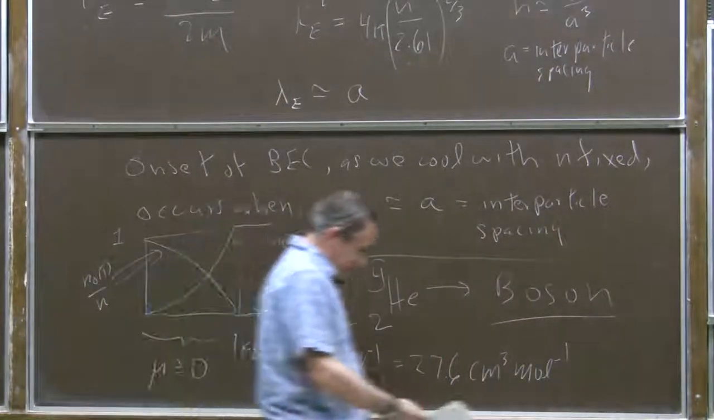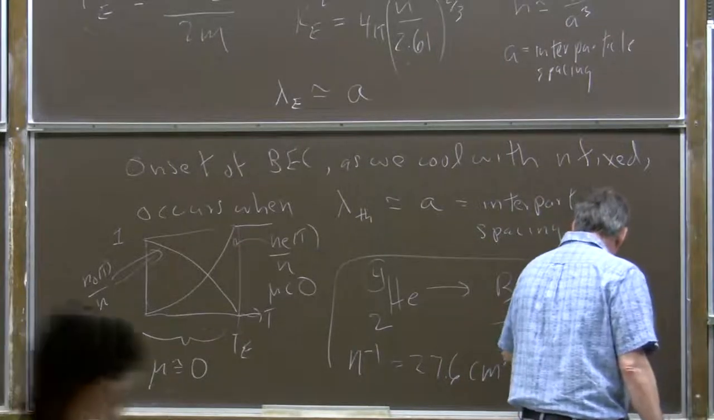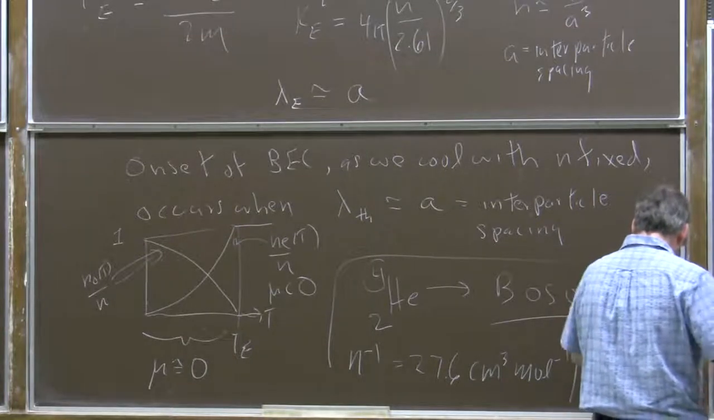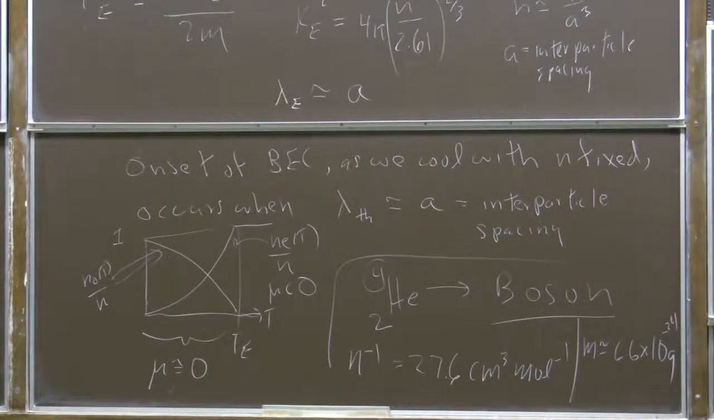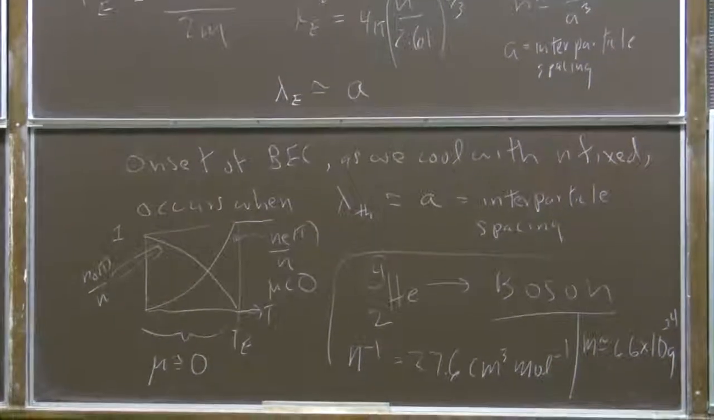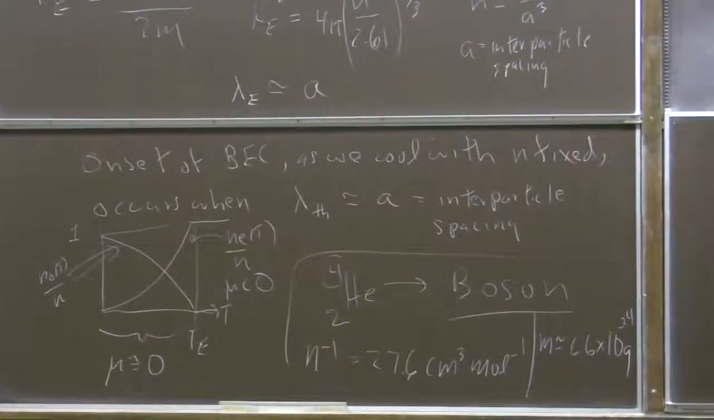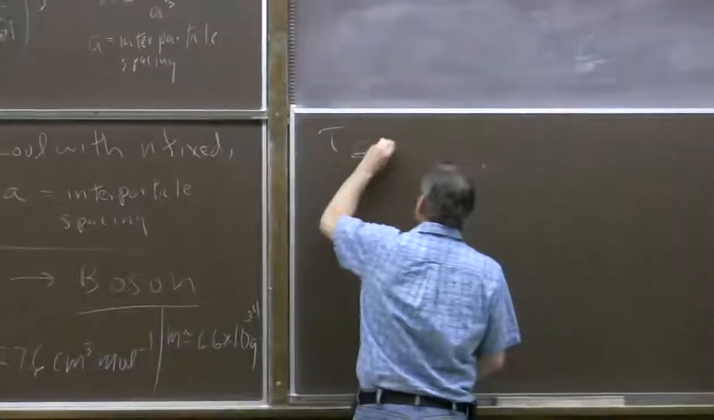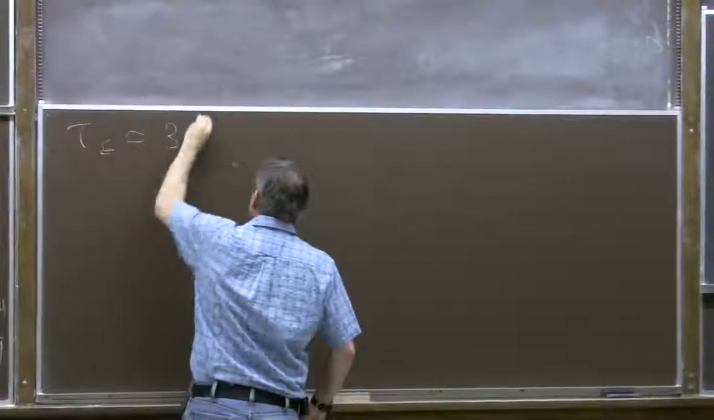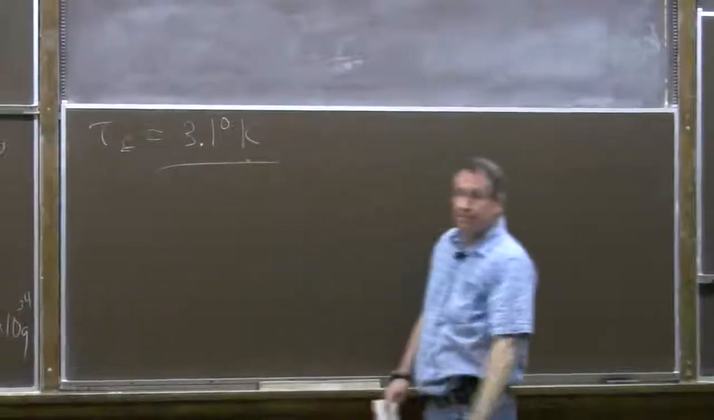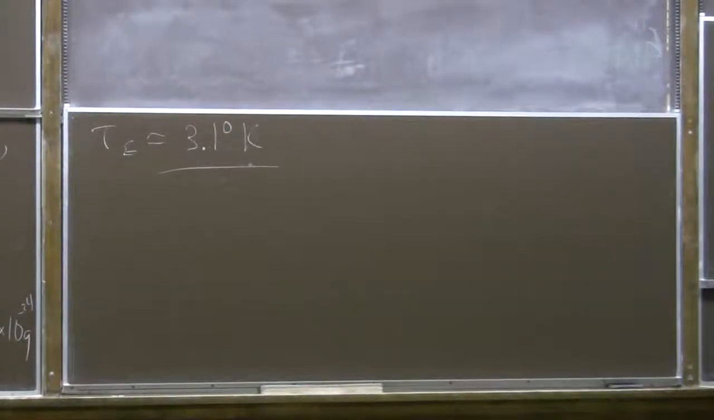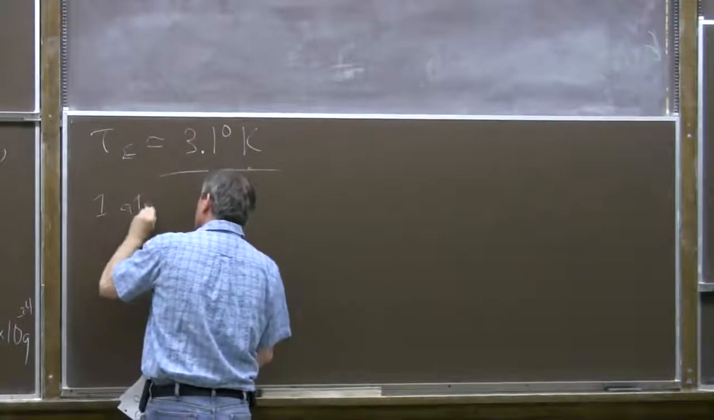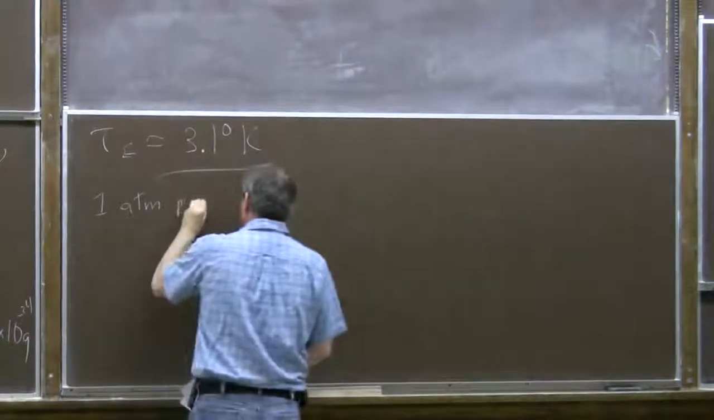So I can put that in, and the mass, which is essentially 4 times the proton mass, 6.6 times 10 to the minus 24 grams, and I get an energy. With Boltzmann's constant, I can obtain the corresponding temperature, and that turns out to be about 3 degrees. That's at 1 atmosphere pressure, where I have that value of the concentration.